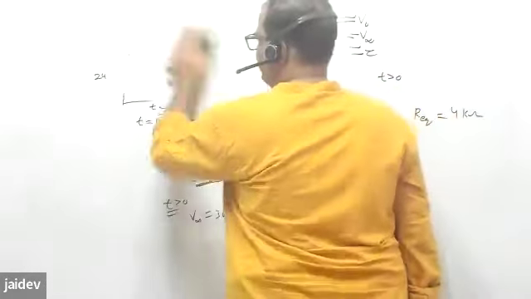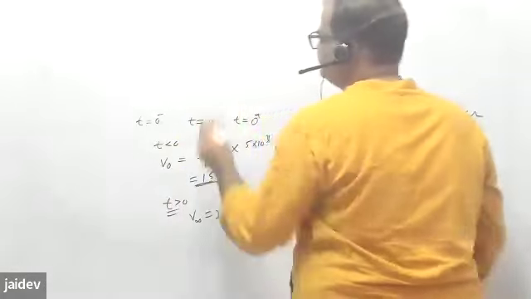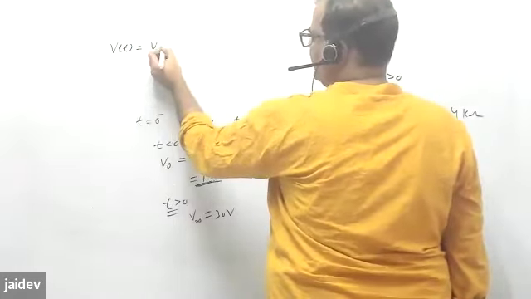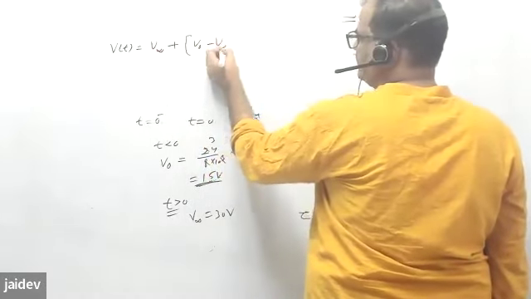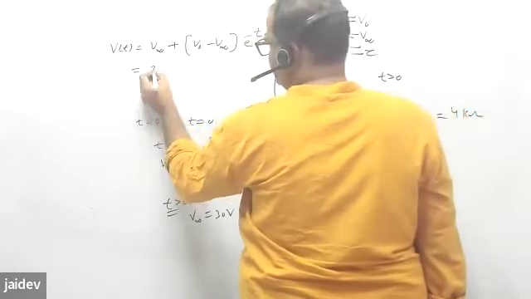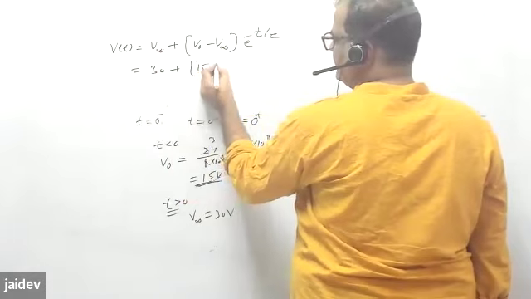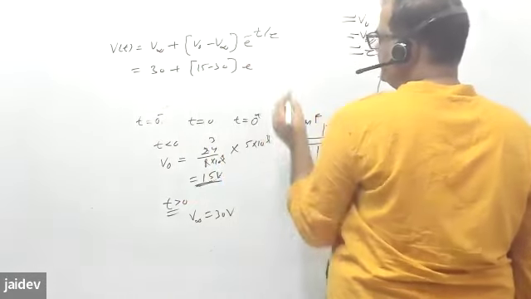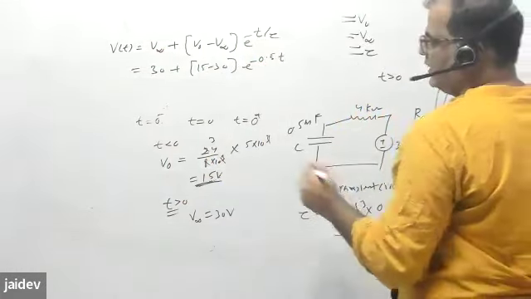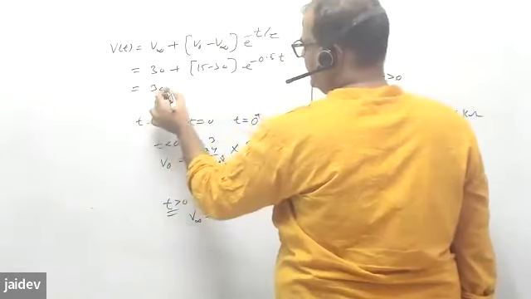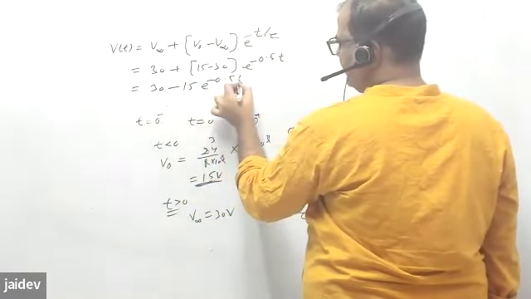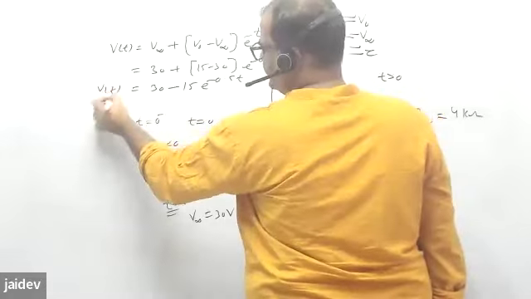So voltage is V at t is equal to V infinite plus V zero minus V infinite, e power minus t upon tau. So V infinite is your 30, plus 15 minus 30, e power minus t upon tau, where tau is your 2, so 0.5 t. So this will become 30 minus 15 e power minus 0.5 t. This is V(t).